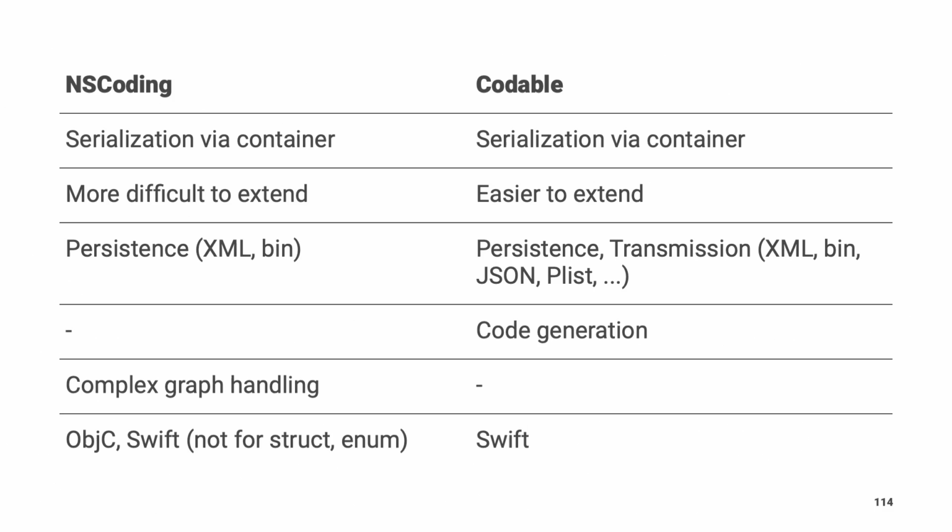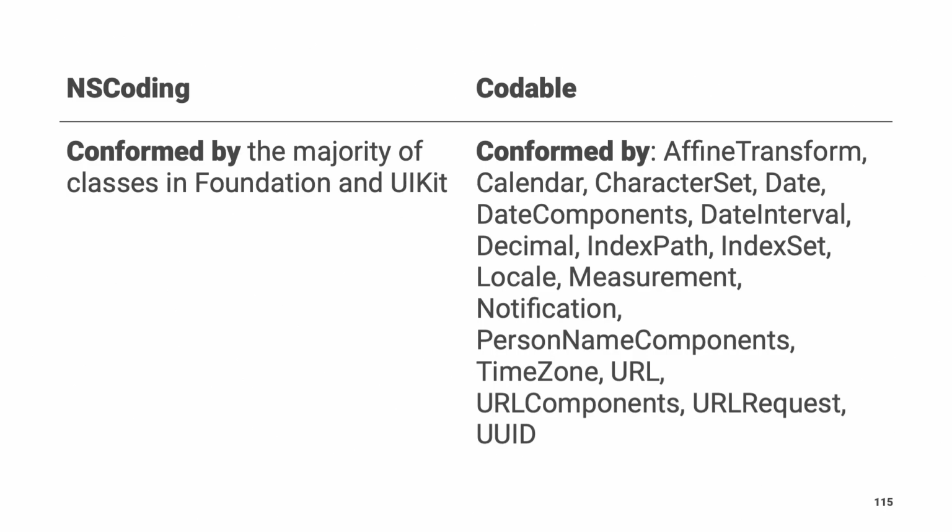With languages, I think it's clear. Let's mention that in Foundation and UIKit, almost all the classes, I think all the classes actually, conform to NSCoding, but just a few of them conform to Codable. In some cases, it's not necessary, but in other cases, we might need to implement Codable even for classes from Foundation, for instance, ourselves, if needed.